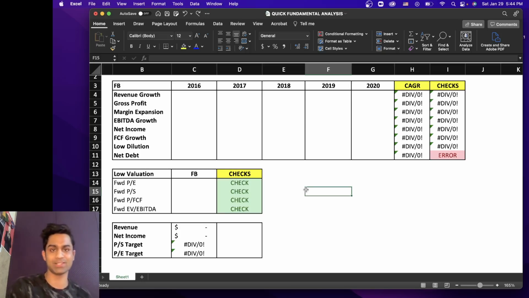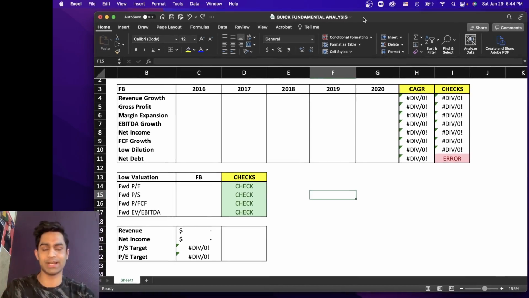Again, this is not a replacement for deep diving into a company and looking at it in a lot more detail, but this is simply a process to understand how I go about analyzing a company. If the company meets these check marks, then it makes sense for me to dive into it in more detail, read through the 10Ks and 10Qs, and learn more about the business. So this is not a substitute for actual fundamental analysis, but it is a very good starting point to get through in under 10 minutes. And that's the whole point of this video.